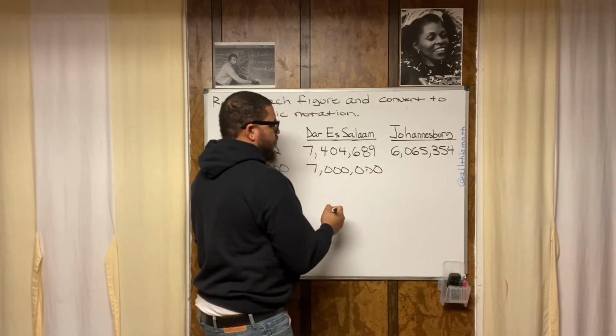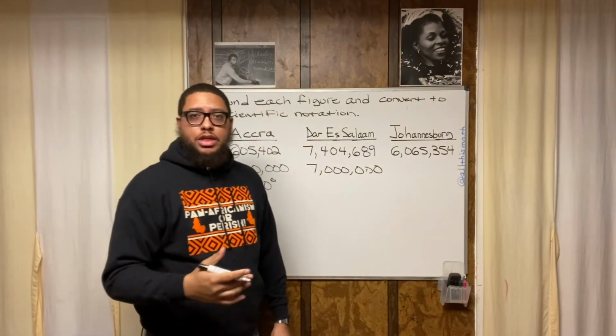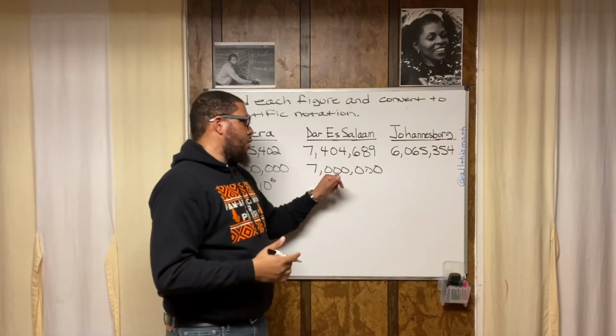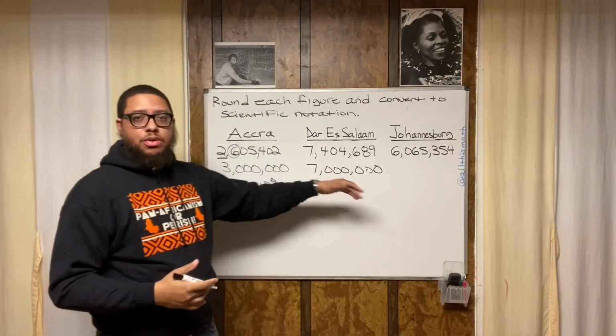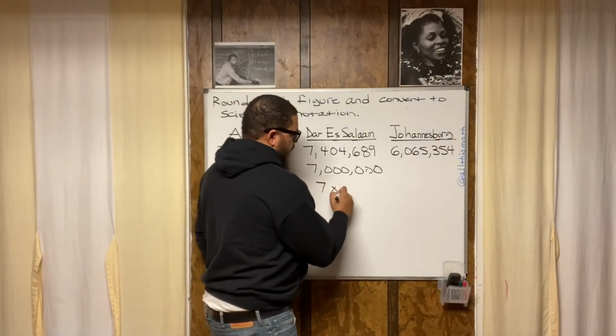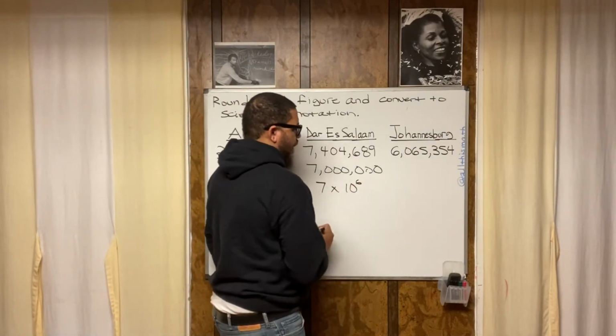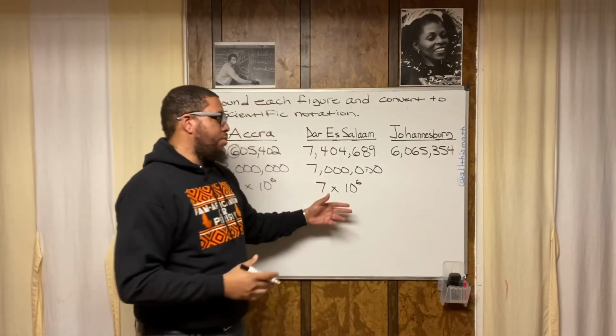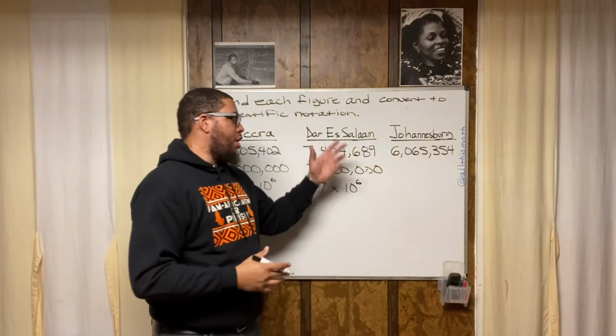And then once I take it to 7 million, I'm gonna convert that to scientific notation. I count my zeros. I got 1, 2, 3, 4, 5, 6. I got 6 zeros, just like I had with the population of Accra. So I got 7 times 10 to the 6th power, right? So that's the way we can represent the population of Dar es Salaam right now.